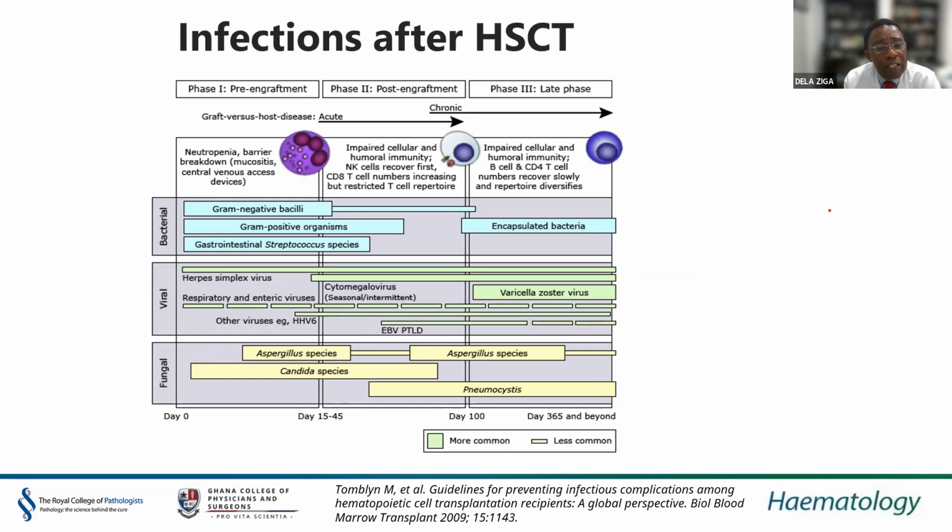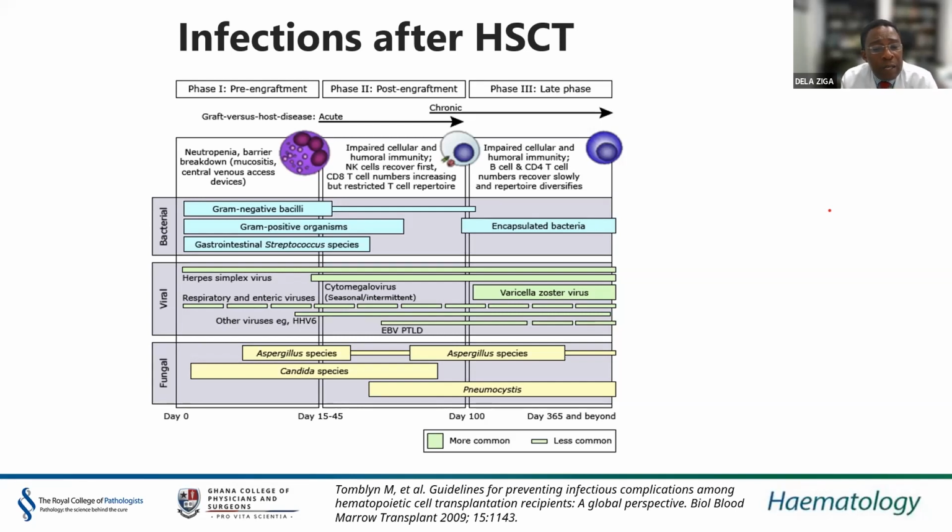With the viral agents, herpes simplex virus is most common in the first 30 days. Respiratory enteroviruses do occur, but you see more of HSV. After day 30, you now are likely to encounter cytomegalovirus that continues from day 100 to 1 year post-transplant. After day 100, though, varicella zoster becomes the more likely virus that you will encounter.